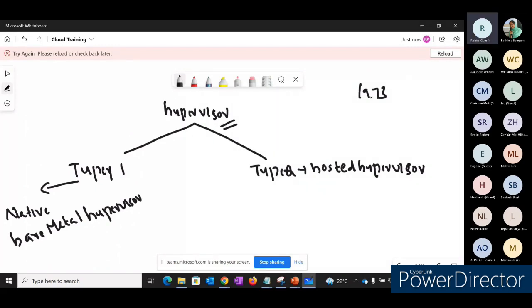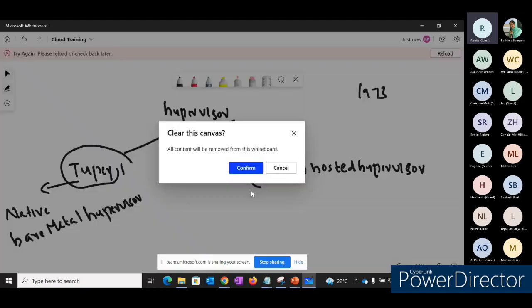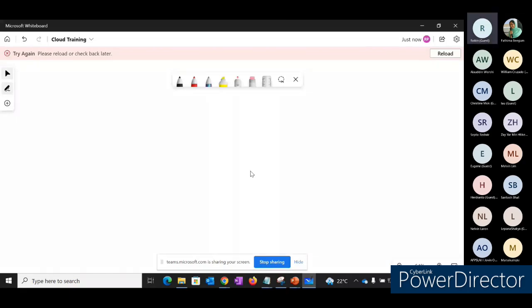Now, let's go back to type 1 and type 2. We understood there are two modes this can be installed in. Let's try to understand the difference between these two. The major difference you can see is how the hypervisor works. We understood the hypervisor is responsible for creation and management of VMs. It abstracts the hardware and allows you to independently create virtual machines.